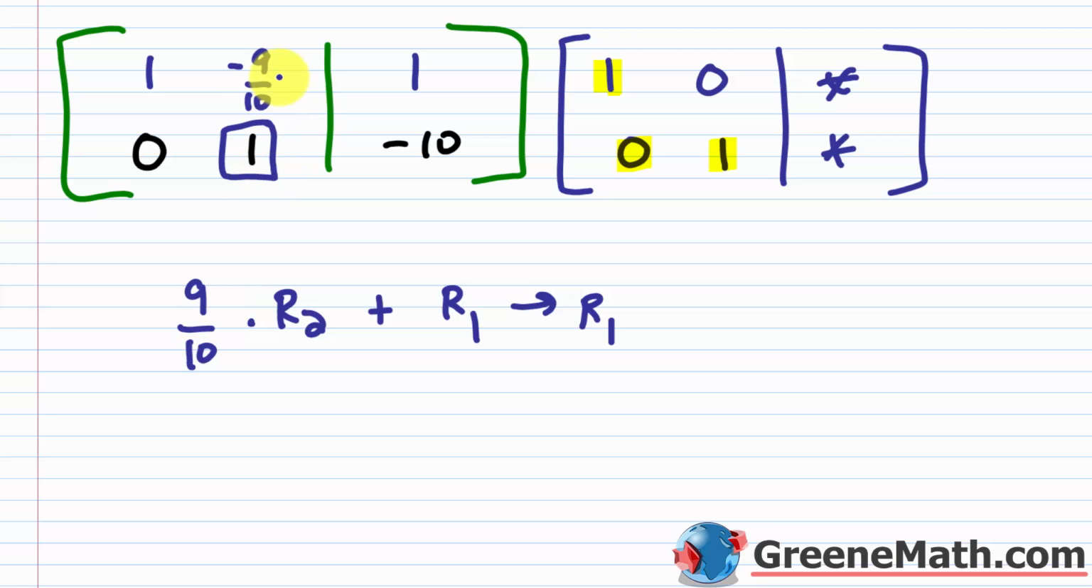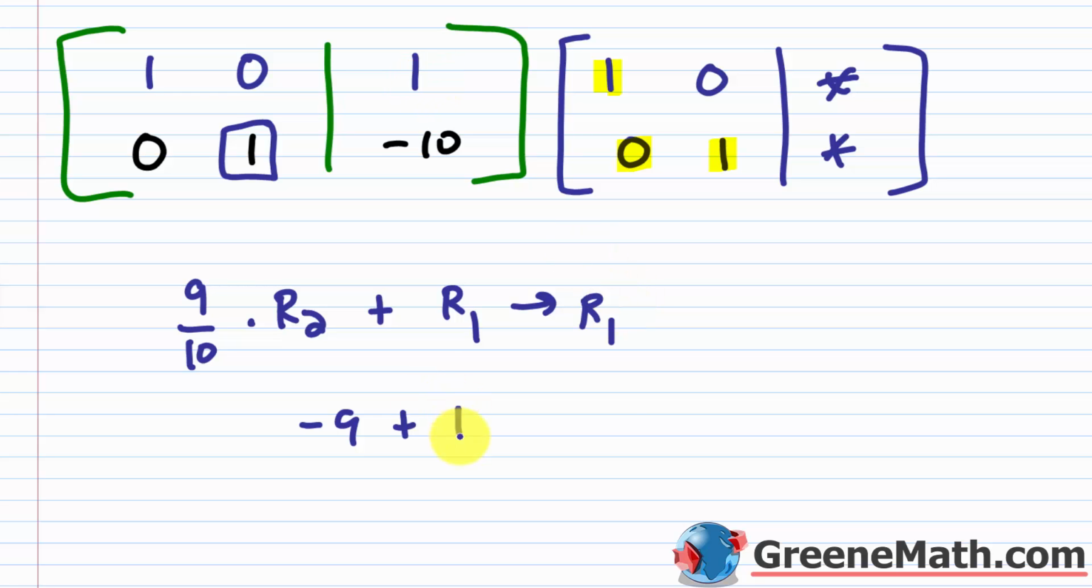9/10 plus negative 9/10 is 0. So we've got that. And then for this last one here, I'm going to have 9/10 times negative 10, which the 10s are going to cancel. It's going to give me a negative 1. So this would be negative 9. Okay, negative 9. And then I'm going to add the result to this row 1.